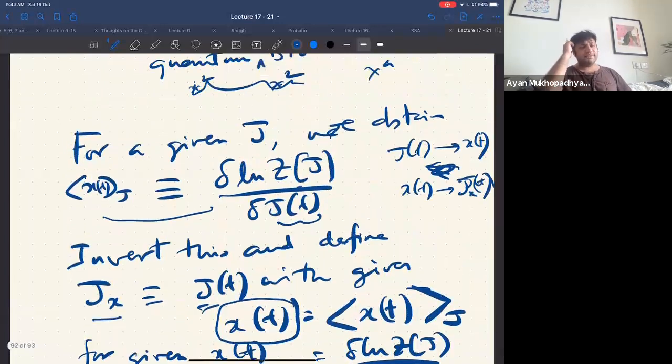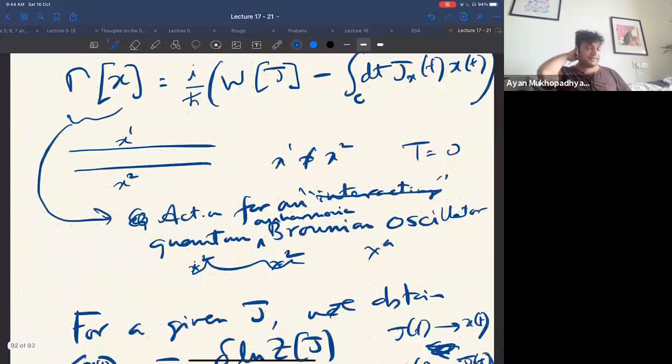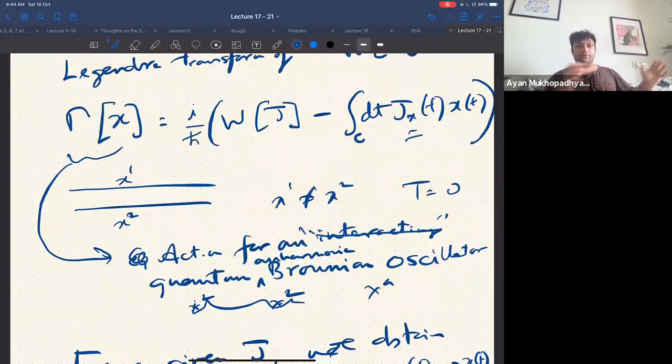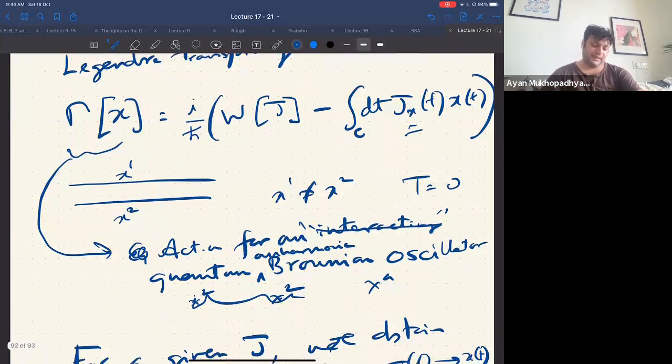You must have seen all of these things in a basic thermodynamics course, because when you go, for example, from one ensemble to another ensemble, you do this Legendre transform. So it's exactly that we are repeating here. So W[J] minus the integral dt J_x(t) x(t) would give me Gamma[x].